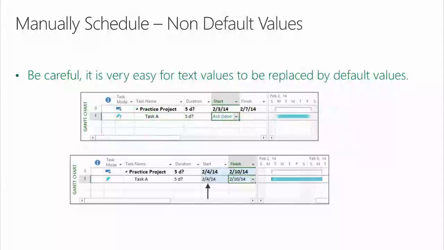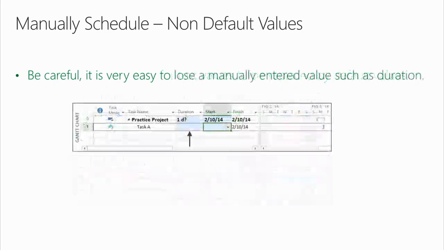Next, be careful. It is very easy for text values to be replaced by default values. I remember somebody saying years ago, well, if you don't know what the task finish date is, or the task start date, go back there and ask Dave. You can enter that in, and Project's not going to change it until you're ready for it to change. Not true. You can take steps in manually scheduled mode, and Project will replace that with a default value. Be careful. It is very easy to lose a manually entered value, such as duration. Again, certain steps, I could prove to you, based on the manually entered things I do, will wipe it out.